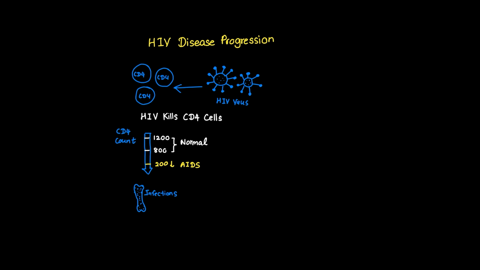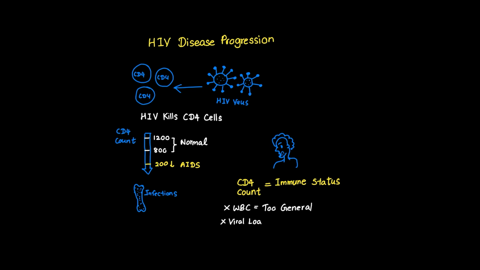Below 200 defines AIDS. When opportunistic infections like oral candidiasis thrive, the CD4 count directly reflects immune system damage and predicts infection risk. Total white cell count includes many cell types, not specifically CD4 cells.